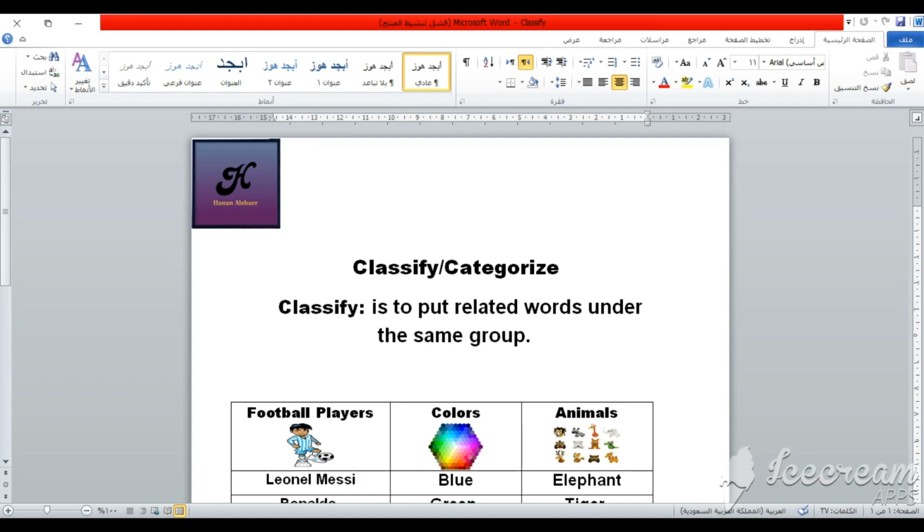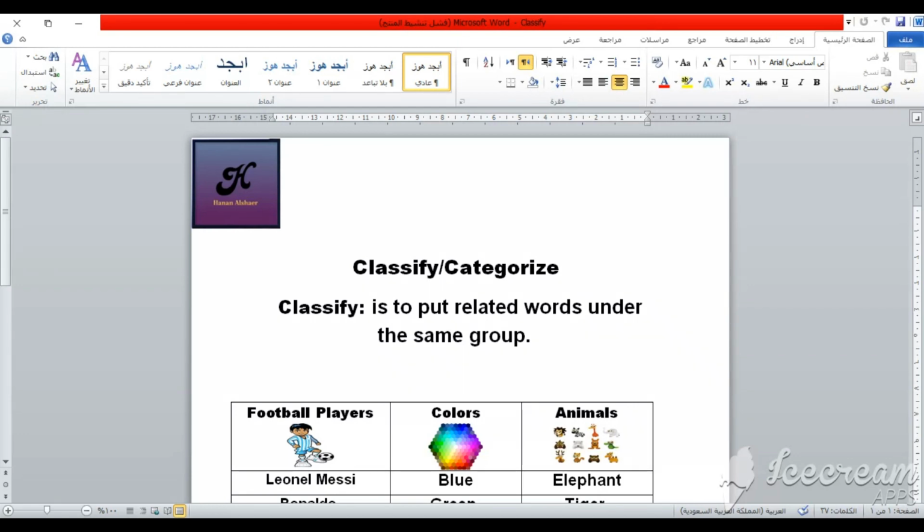Today we have a new lesson, which is classify and categorize. What is classify and categorize, and when to use it? Classify and categorize means to put all the words that are related to each other under the same category. When to use it?